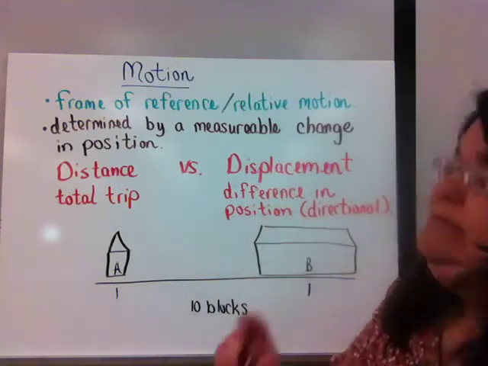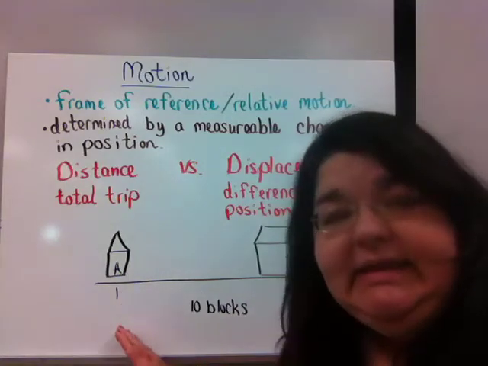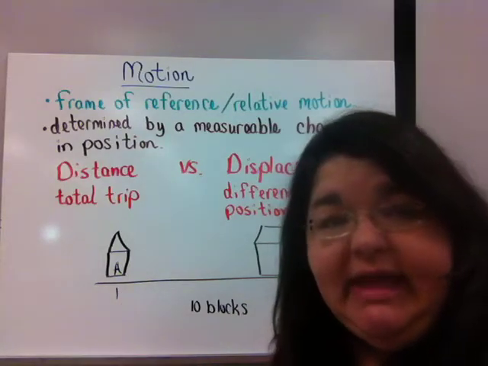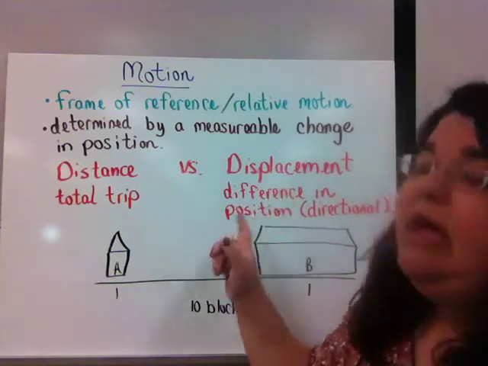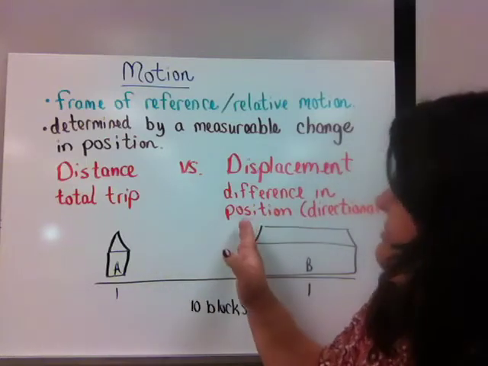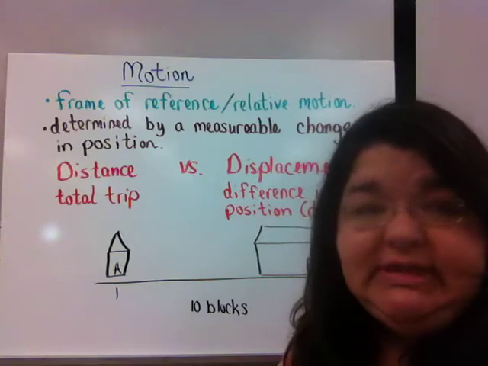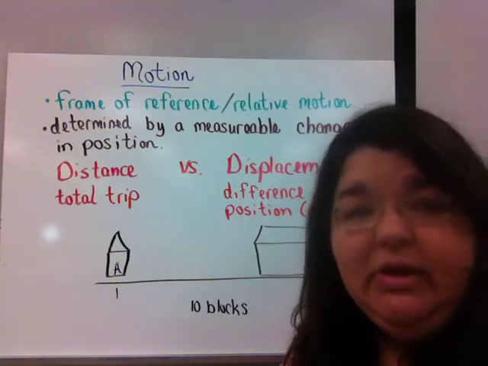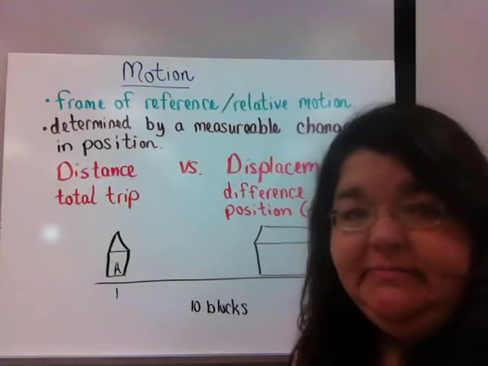But if we want to consider displacement, he started and ended in the same place every day. He started at home and he ended up at home. So he has not been displaced at all. His ending position and his beginning position are the same. So he has a 0 meter or 0 block displacement.